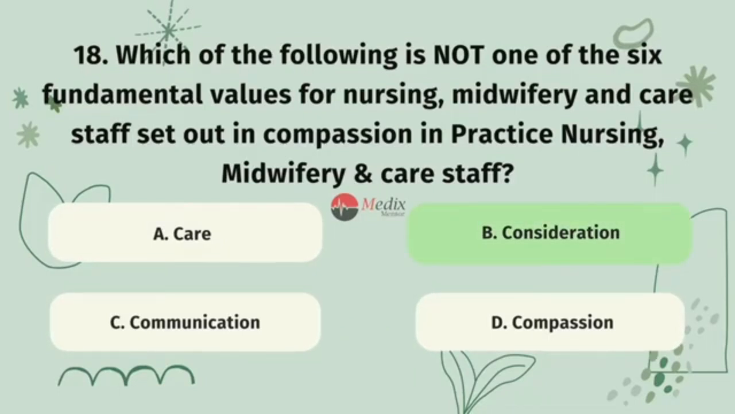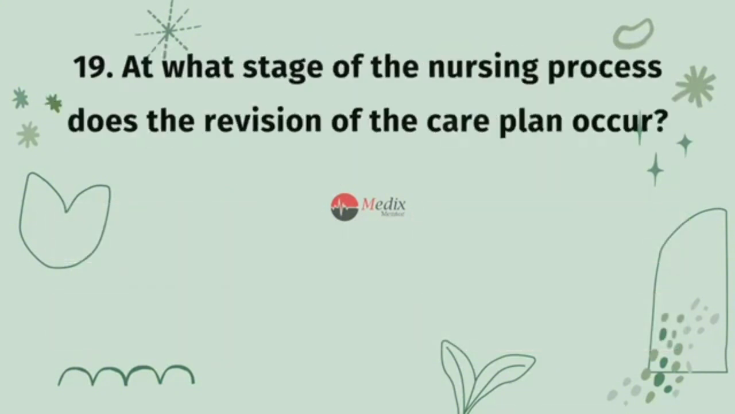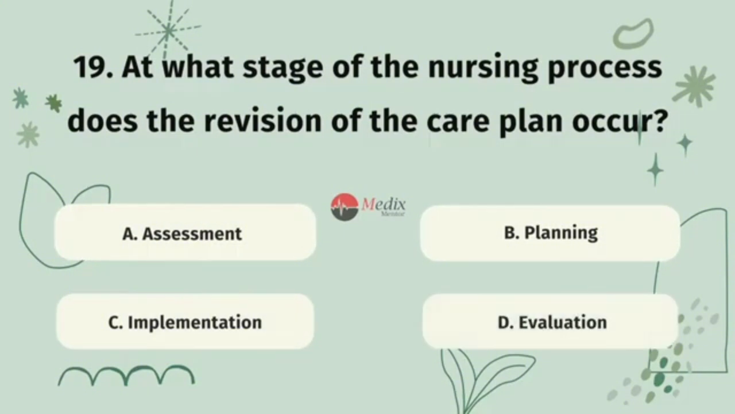The correct answer is B. Question 19. At what stage of the nursing process does the revision of the care plan occur? Option A, assessment. Option B, planning. Option C, implementation. Option D, evaluation.